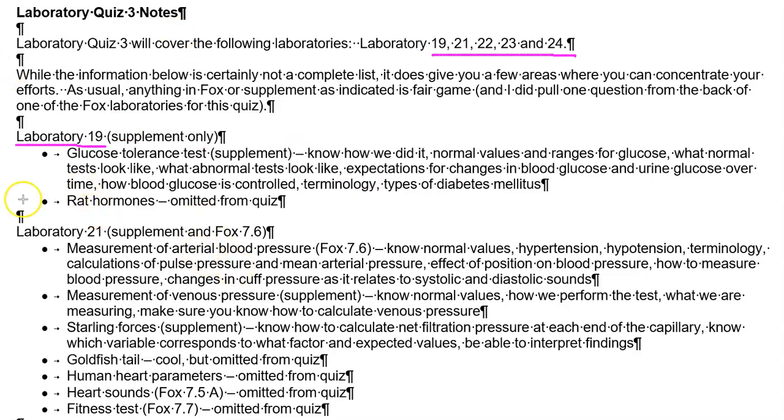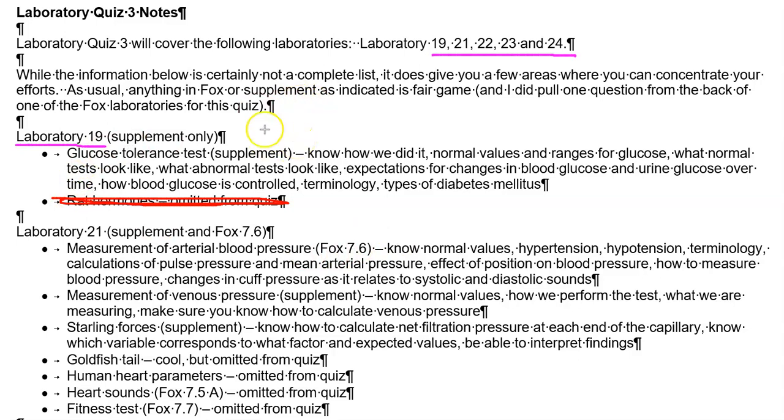In the supplement, there's rat hormones, okay, and the rat hormones are omitted from this quiz. So we'll just cross those out because we're not going to look at rat hormones from that.